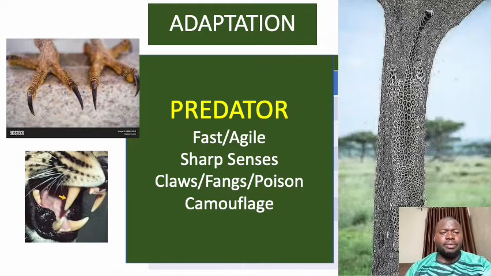Another type of adaptation is camouflage. Okay, if you look at the picture on your right, you can spot a predator on the tree which camouflages with the color of the tree.